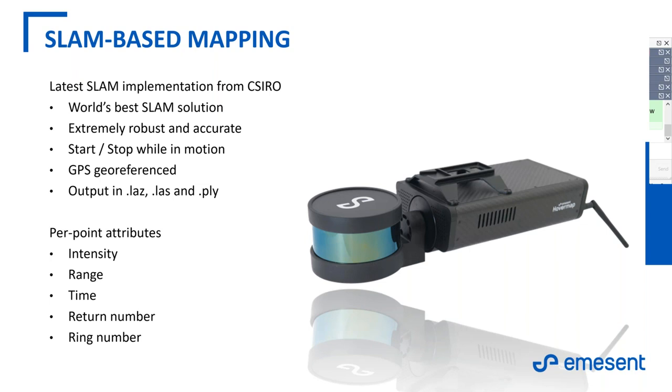With the per-point attributes, we have a wider range: the LiDAR produces intensity values. We add range, every point has a range from the scanner, which is very useful for cleaning up the point cloud. As the noise is a function of range, you can keep the closer points to clean up the noise in the point cloud itself. And of course, we have time, return number, and ring number.